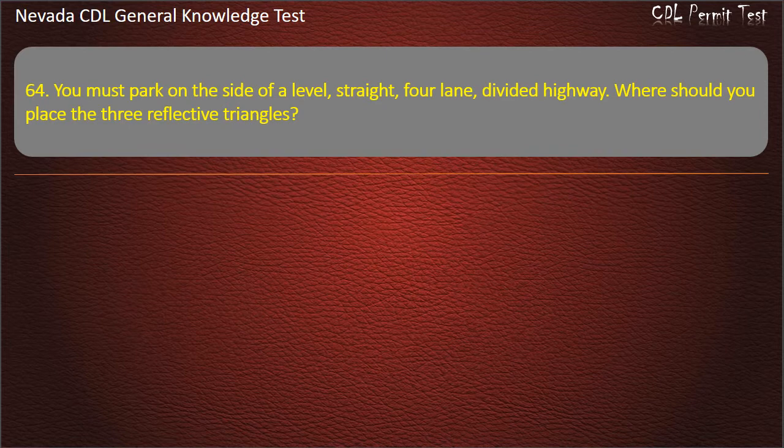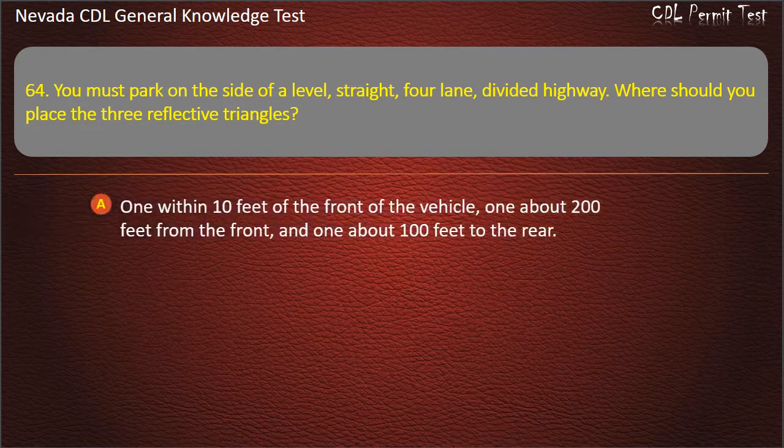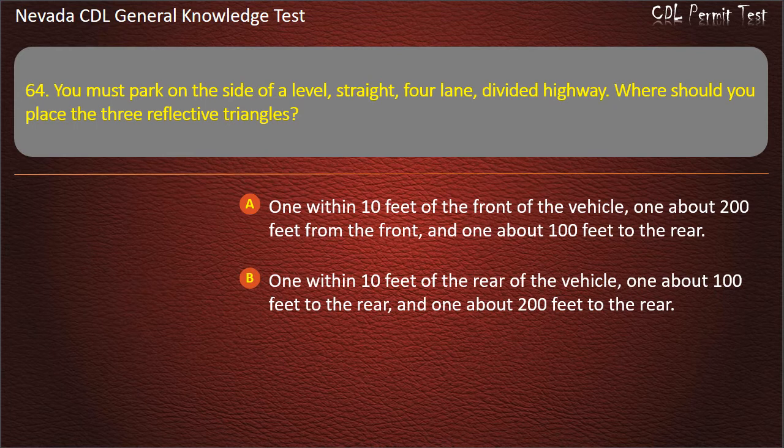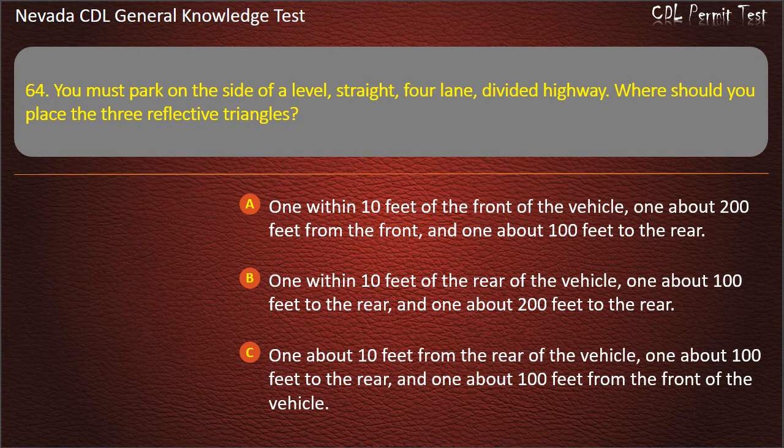Question 64. You must park on the side of a level, straight, four-lane, divided highway. Where should you place the three reflective triangles? One within 10 feet of the front of the vehicle, one about 200 feet from the front, and one about 100 feet to the rear. One within 10 feet of the rear of the vehicle, one about 100 feet to the rear, and one about 200 feet to the rear. One about 10 feet from the rear of the vehicle, one about 100 feet to the rear, and one about 100 feet from the front of the vehicle.